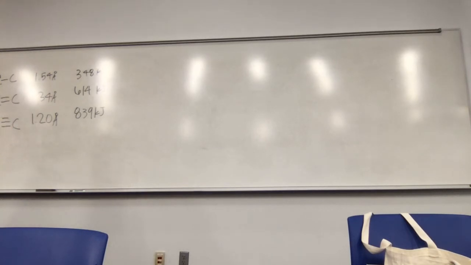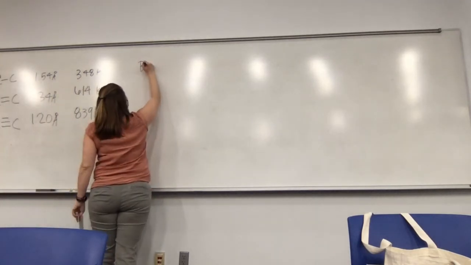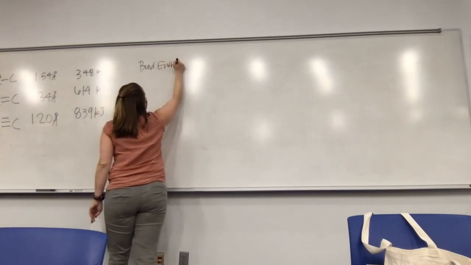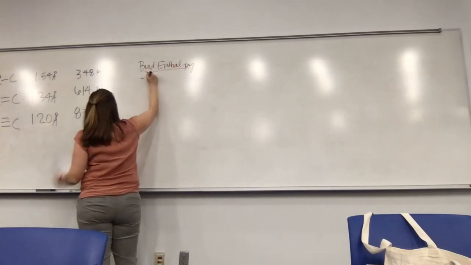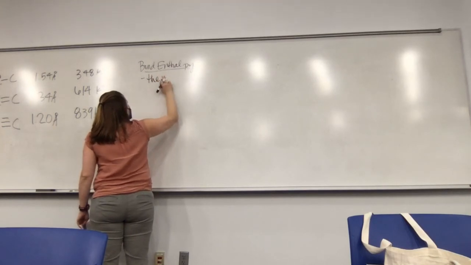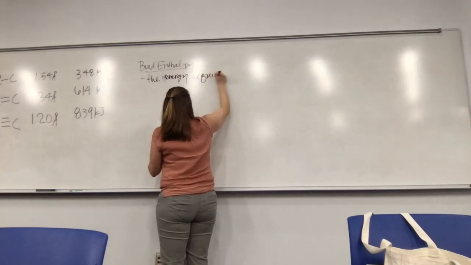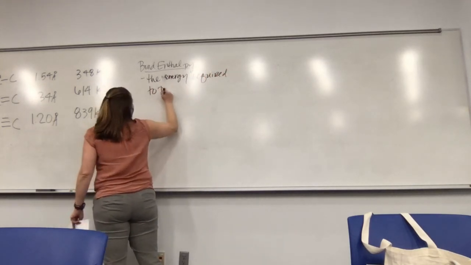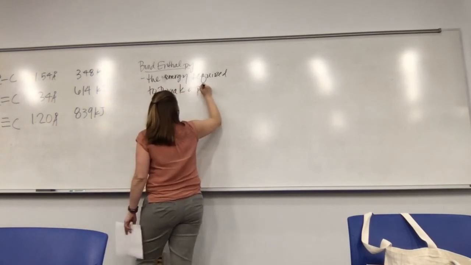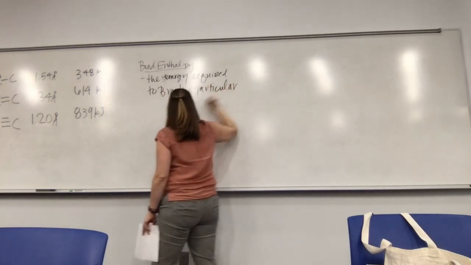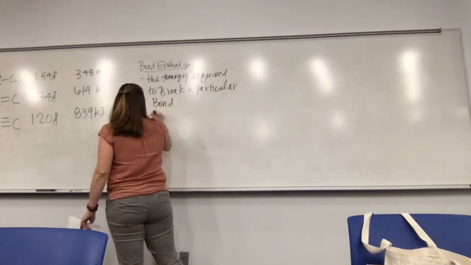The other way we can really think about strength and length of bonds is to start to think about the calculation of bond enthalpy. So, bond enthalpy. It is the energy required to break a particular bond. So it is of note that these are all positive.